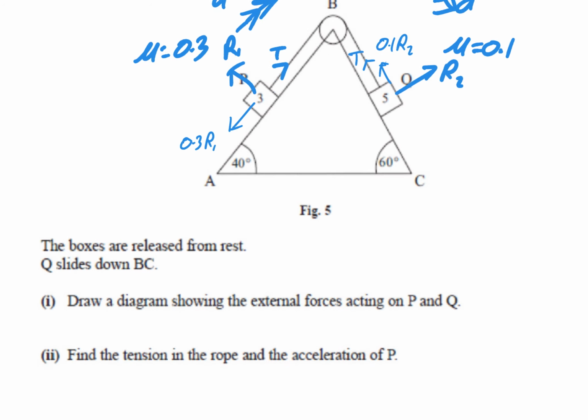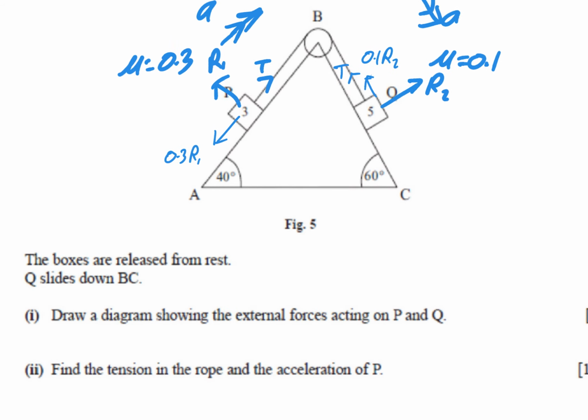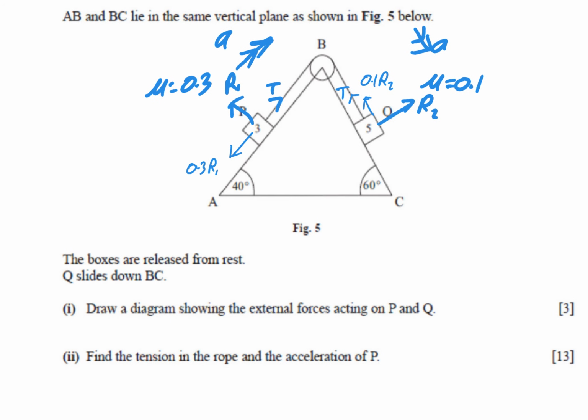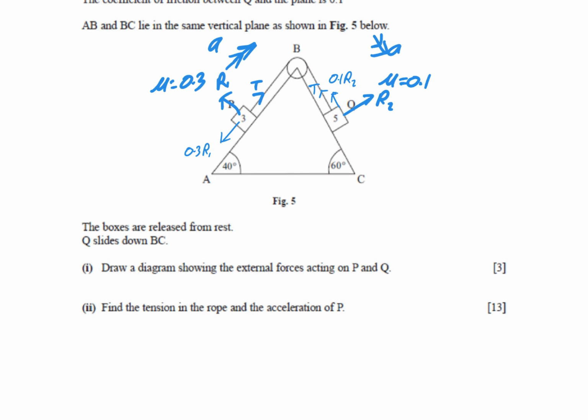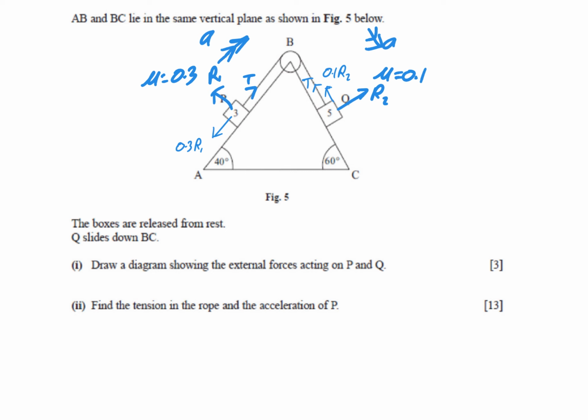Now that's what we've got, and then we're going to have to figure out how we do this question. Okay, find the tension in the rope and the acceleration of P. The acceleration of P means the acceleration of the whole system. Okay, we're going to do this in the weird order. We're going to find the acceleration first. So for part 2, we're going to say the whole system.